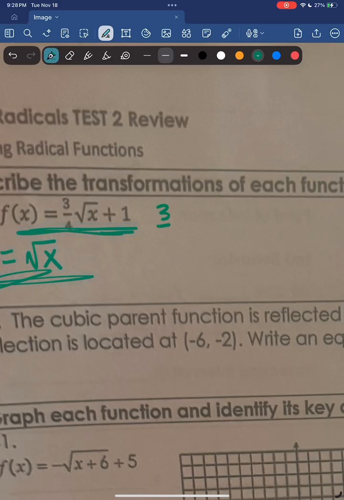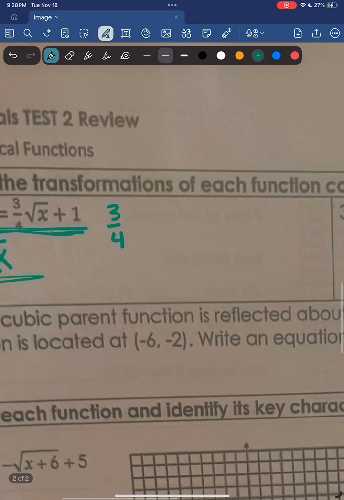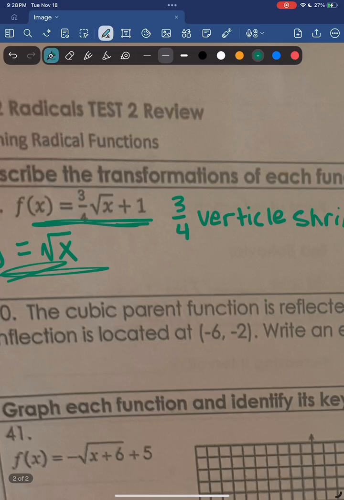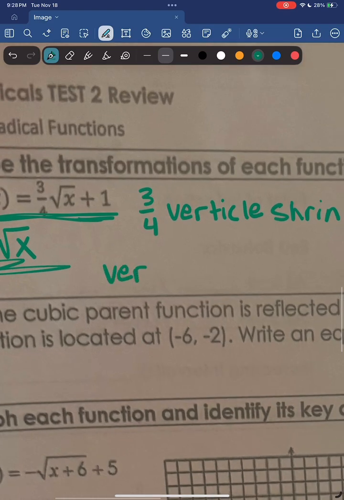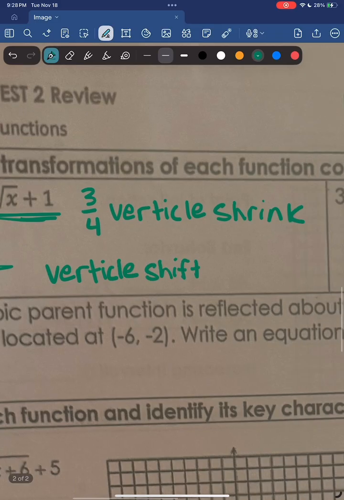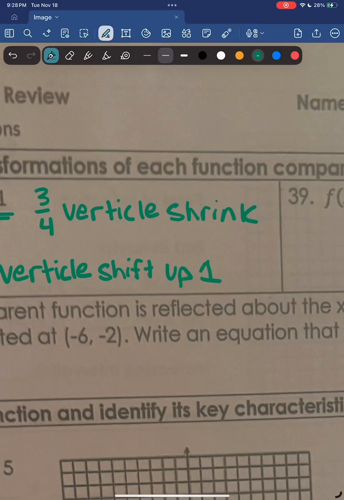3/4 vertical shrink, because it's directly affected by the x value. And then we have a vertical reflection over the x-axis. Or wait, no, we don't. That's a lie. Never mind. Ignore I said that. And then we have a vertical shift up 1. And that's because we have this plus 1 value that's going to move it up.